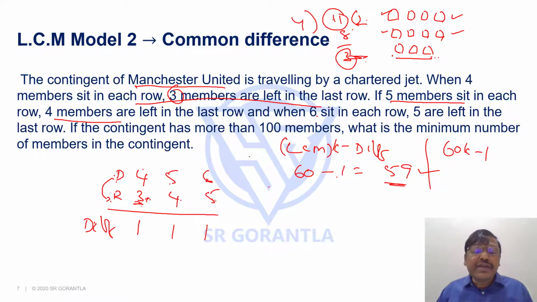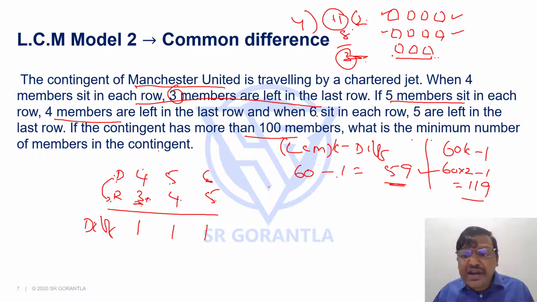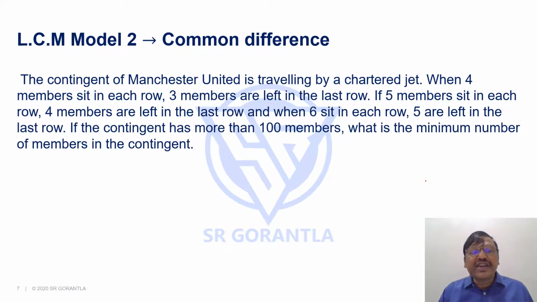Now here the question asks for more than 100 members, what are the minimum people? I need more than 100 members, so 59 cannot be my answer. What about 60 into 2? 120 minus 1, 119. Yes, it is more than 100 and it is the least number possible. Hence, my answer should be 119. Right? Okay, so this is how you get a model 2 question. Note down and come to LCM model 3.